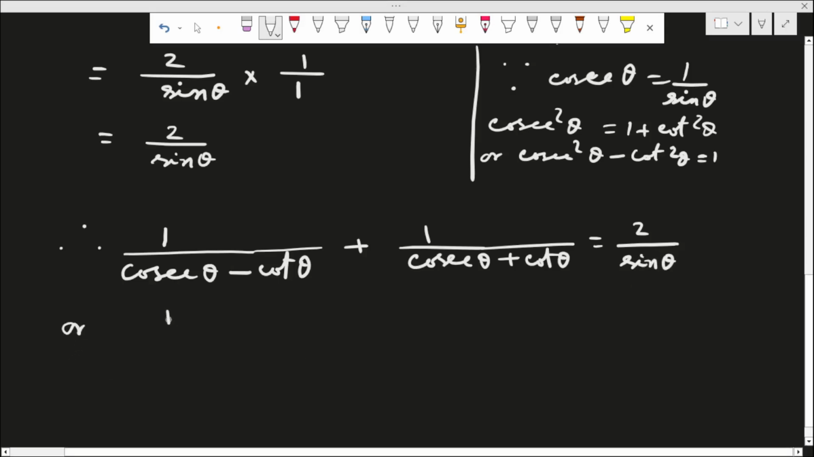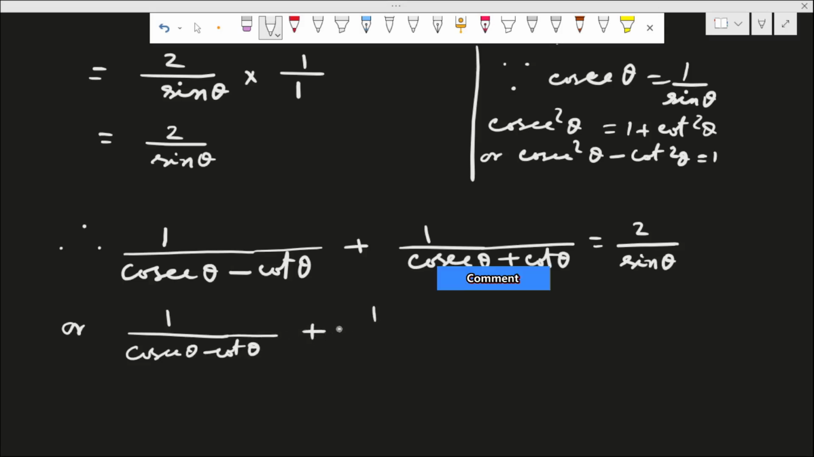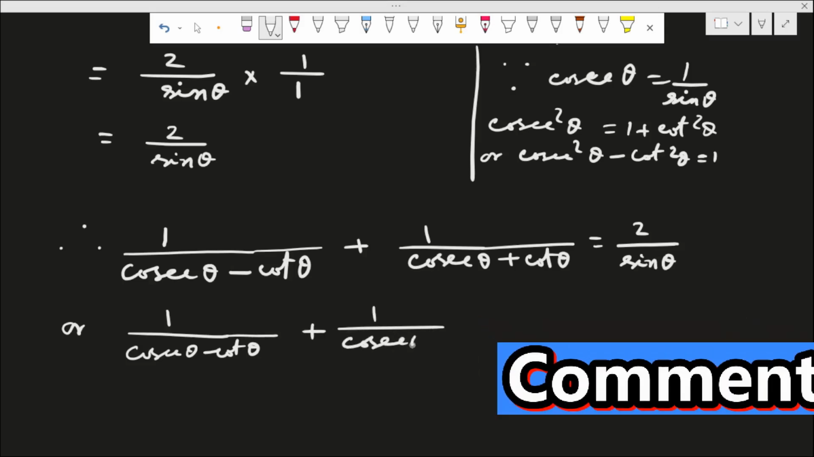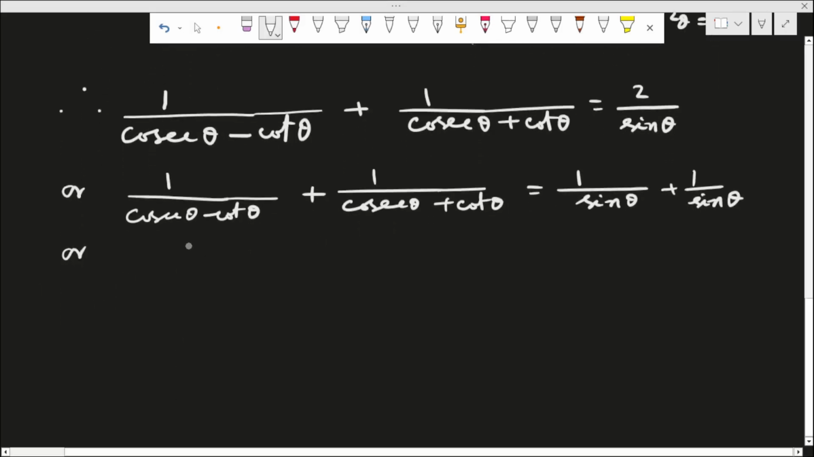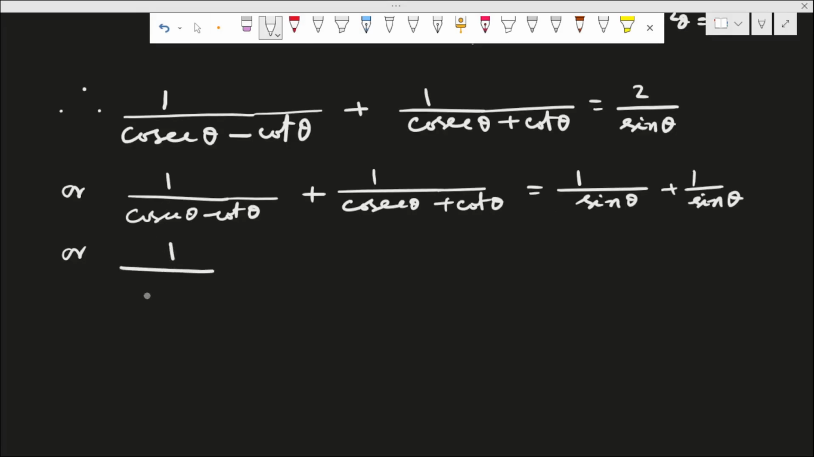Or we may write, if we add these two terms, we will get 2 by sin theta. So nothing is written extra. Now first term as it is.